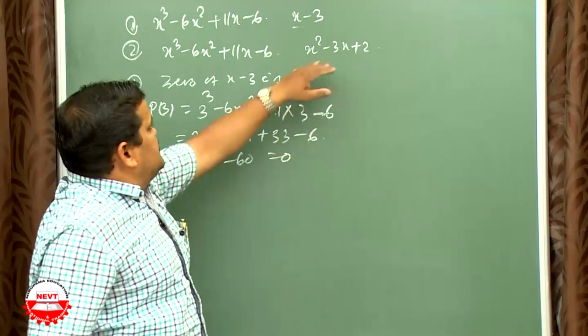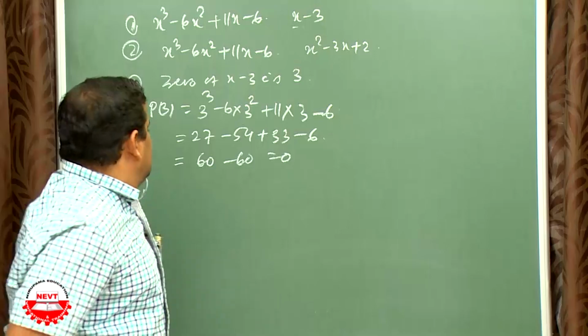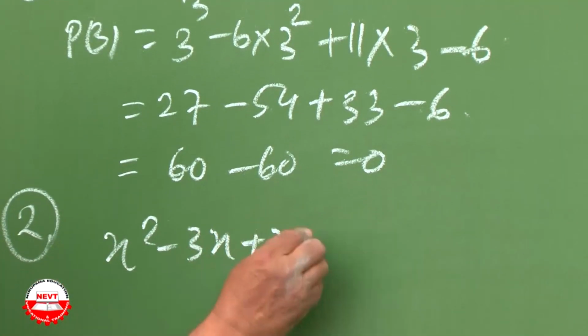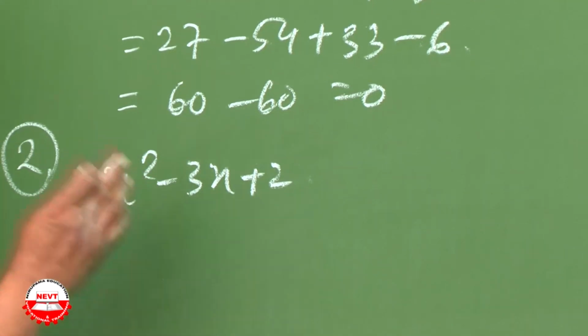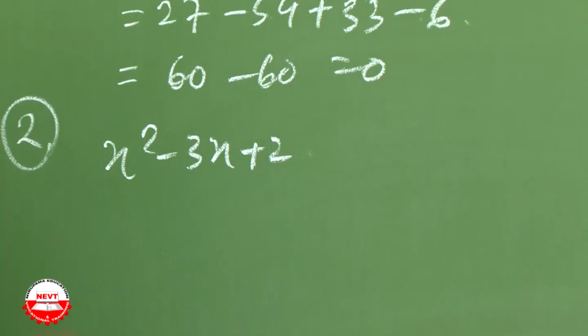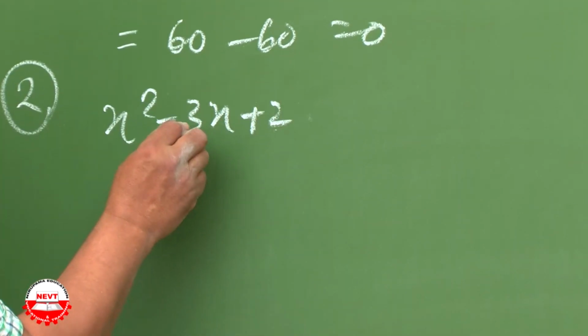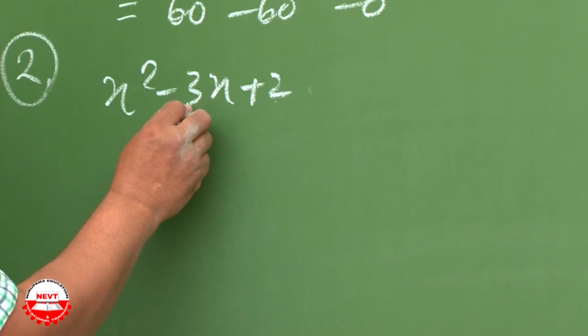Similarly, since it is a quadratic polynomial, first find the zeros of this. That means x square minus 3x plus 2. First factorize this. Find the factors and get the zeros first. So if you factorize it, the product is 2, the sum is 3. This is the splitting of the middle term, okay.